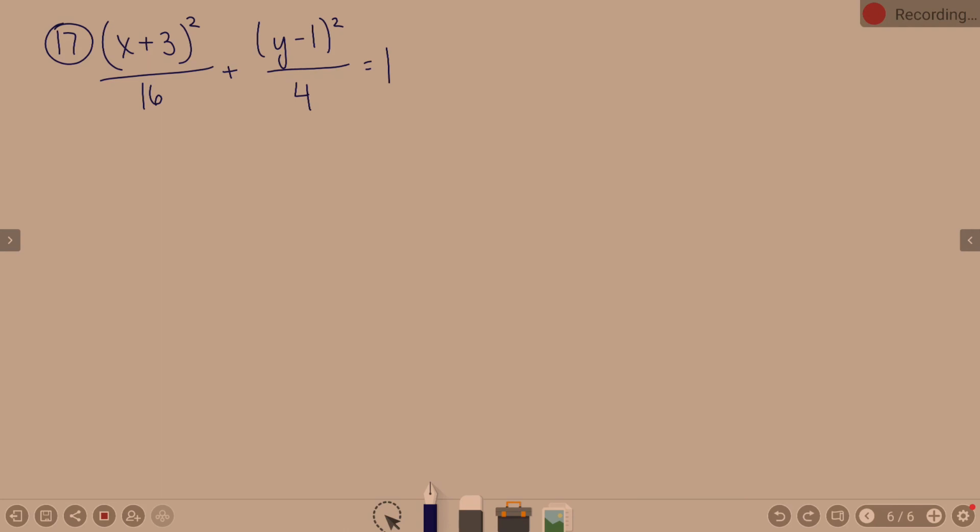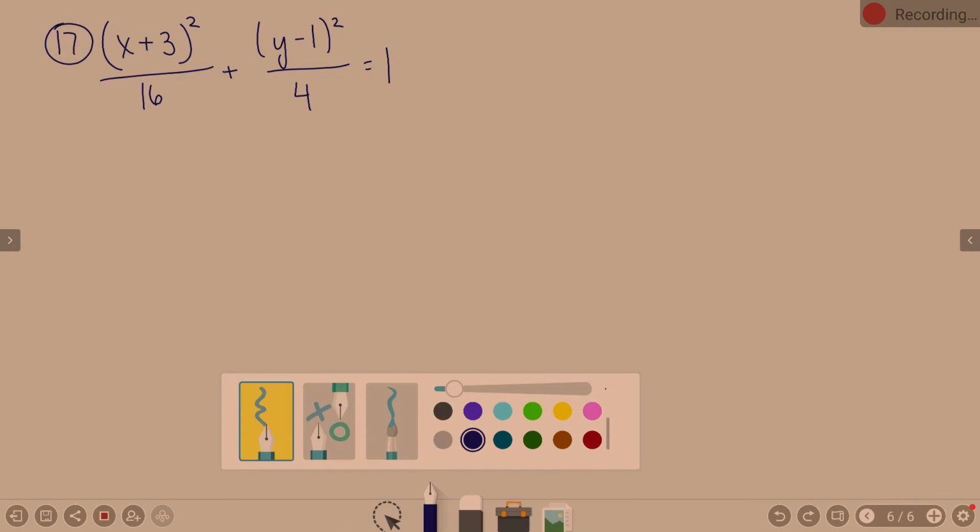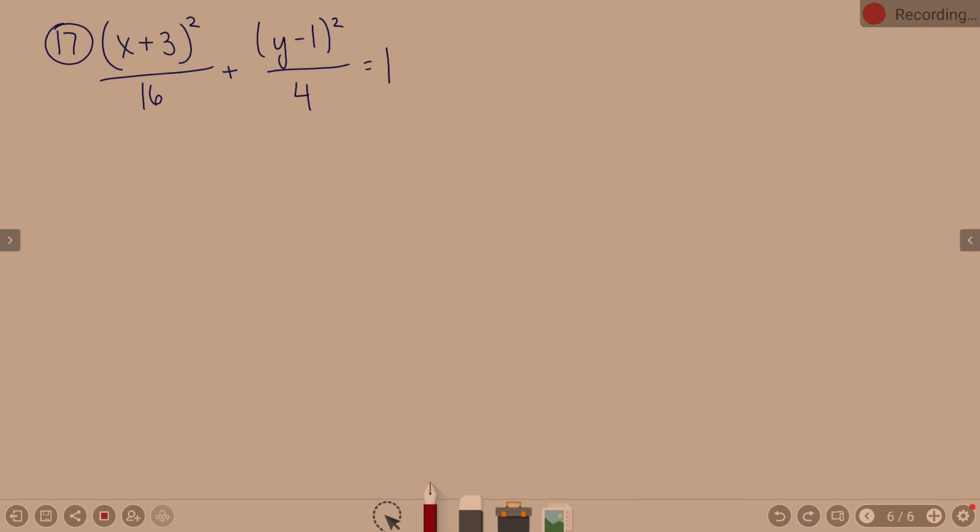Okay. 17 looks like this. Curiosity, which column is 17? Is this a left column or a right column ellipse? I know it's an ellipse because there's a plus sign, right? And so I know this is an ellipse.